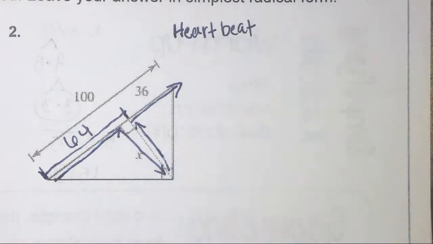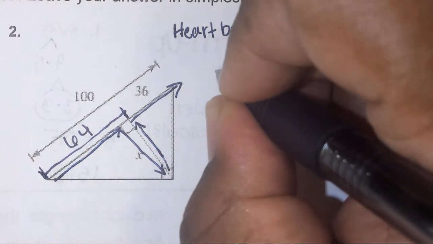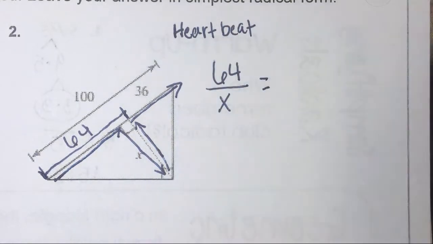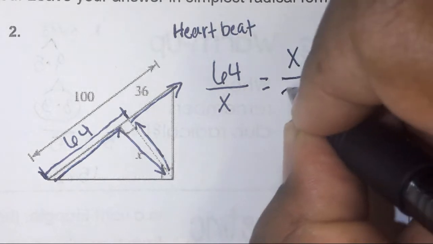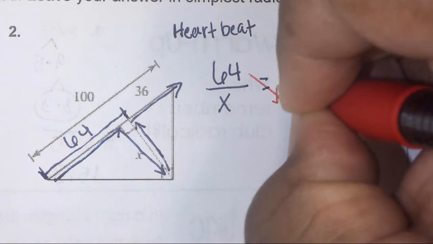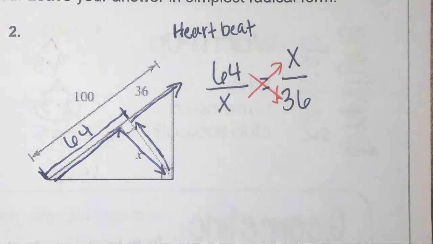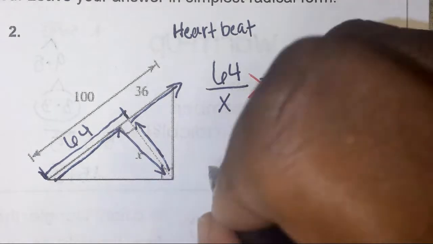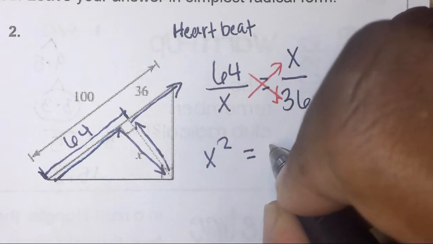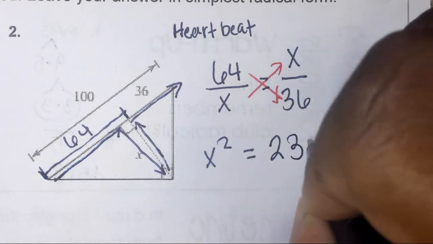So what proportion would I write? 64 over x, and then x over 36. Good. Then from there, want to cross multiply. What's x times x? X squared. 64 times 36. 2,304.